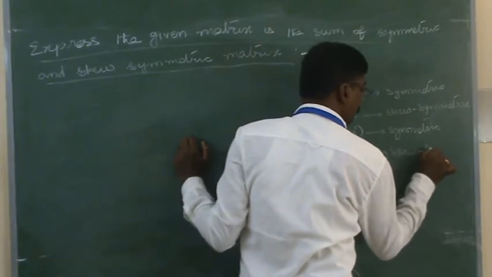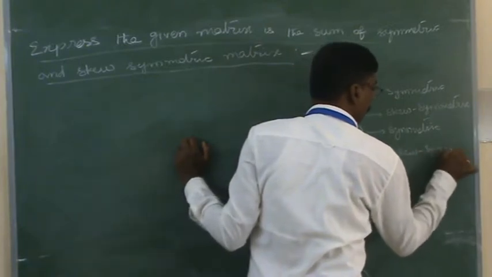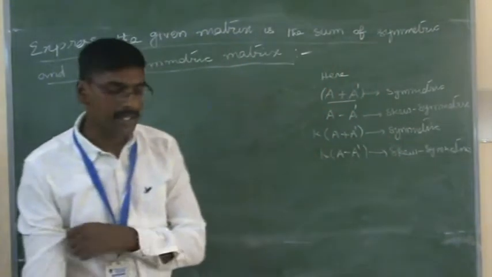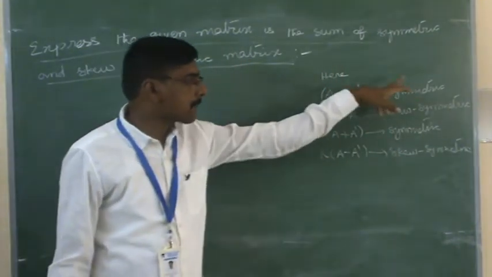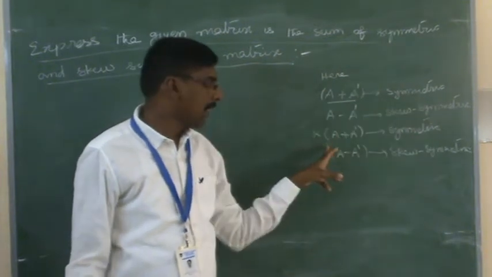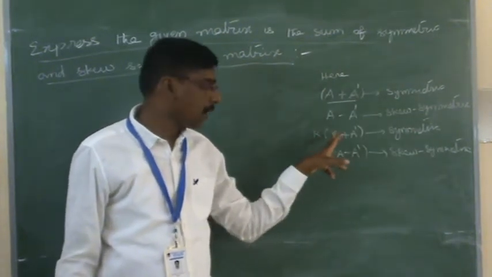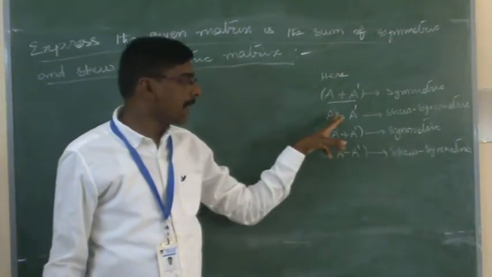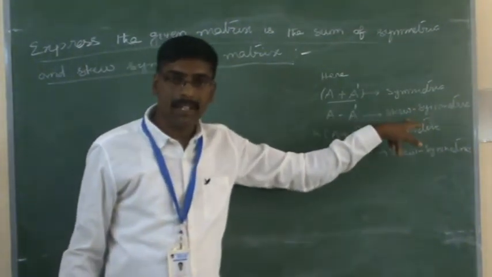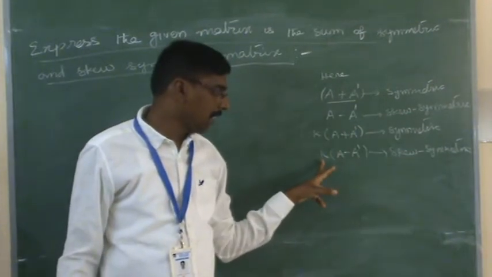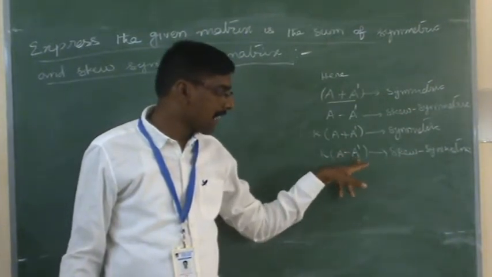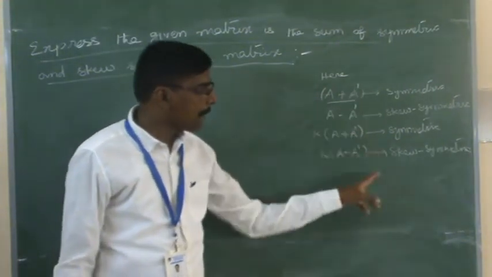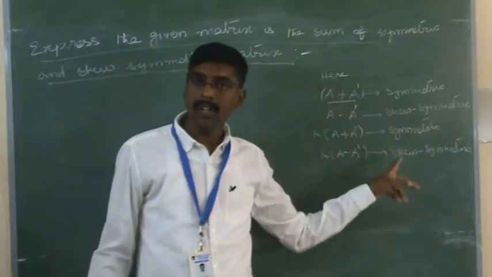This is a small piece of information; first you have to remember it very clearly from the last class. A plus A transpose is symmetric, and with a scalar, K into A plus A transpose is also symmetric. A minus A transpose is skew symmetric, and K into A minus A transpose is also skew symmetric. This is the basic information we first need to remember.